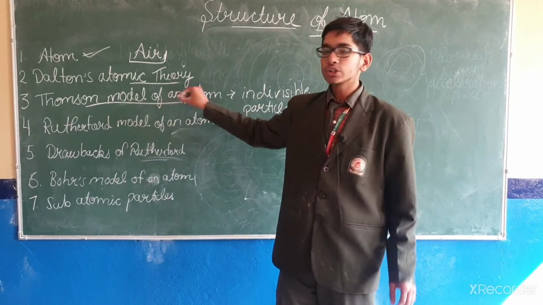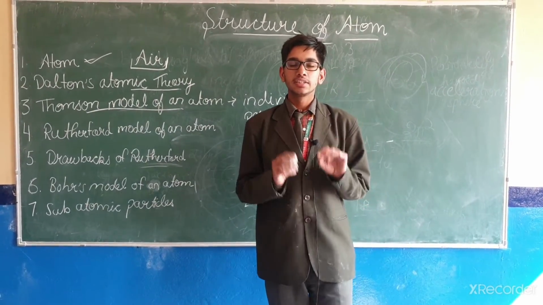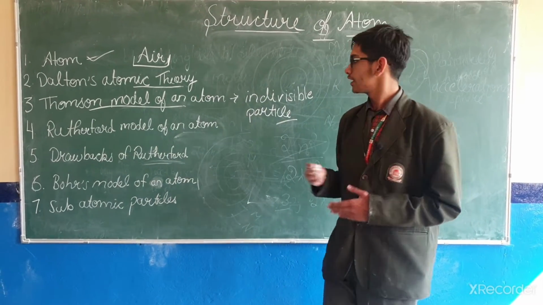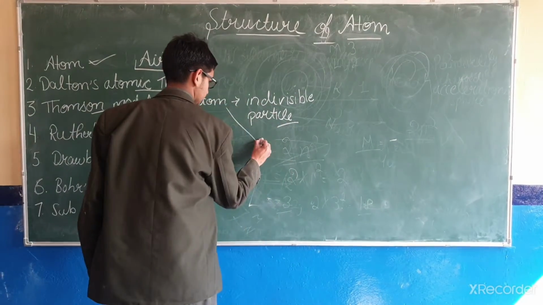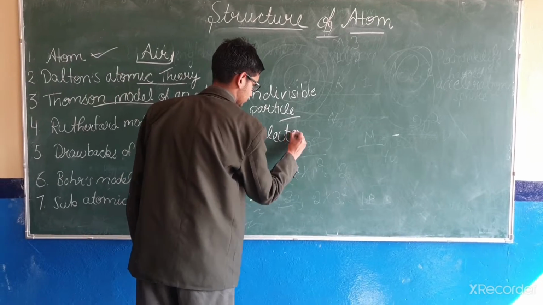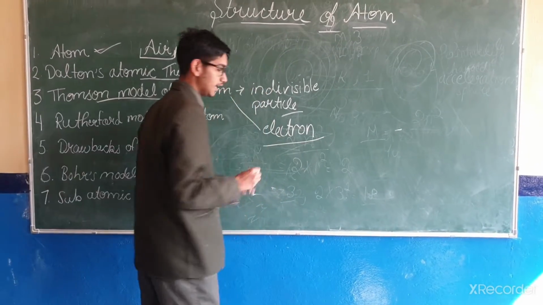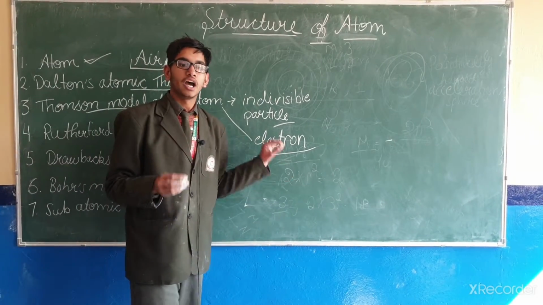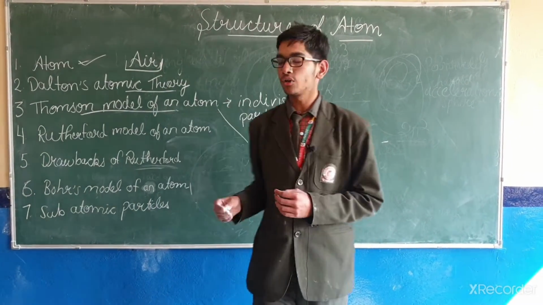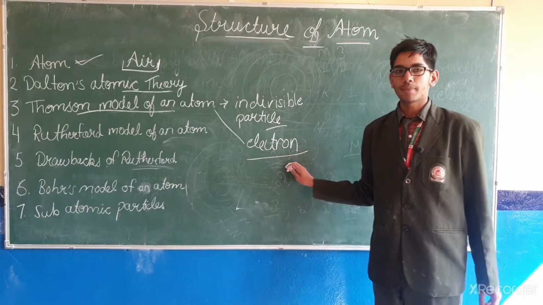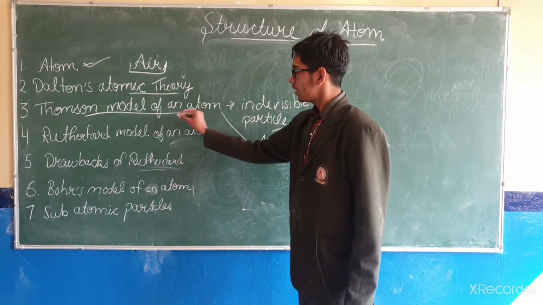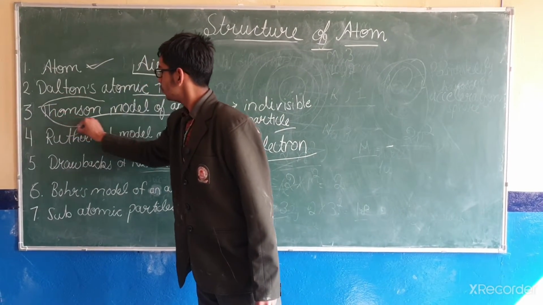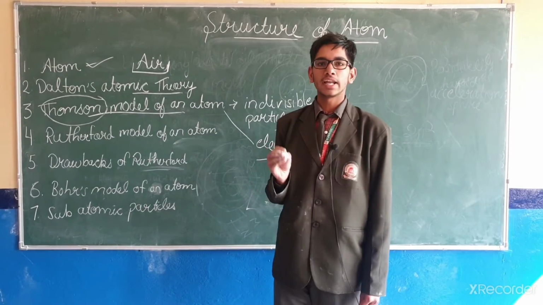But after that came the Thomson model of an atom. J. J. Thomson was a scientist who discovered the electron. Electrons are negatively charged particles of an atom. Also we can say that electron is a subatomic particle. Now I will tell you the structure of an atom given by J. J. Thomson.